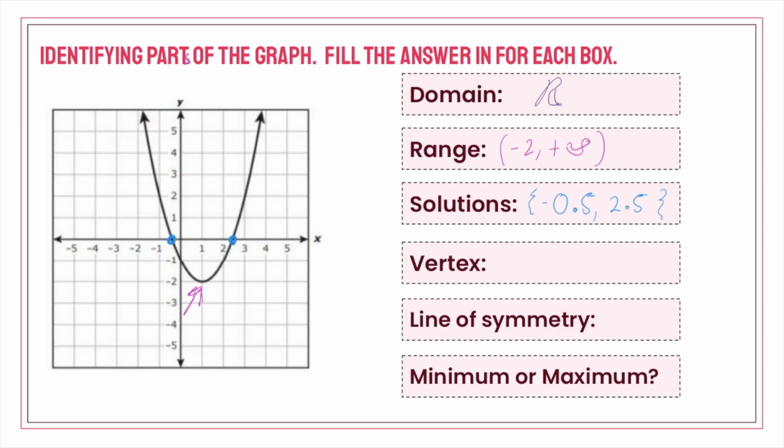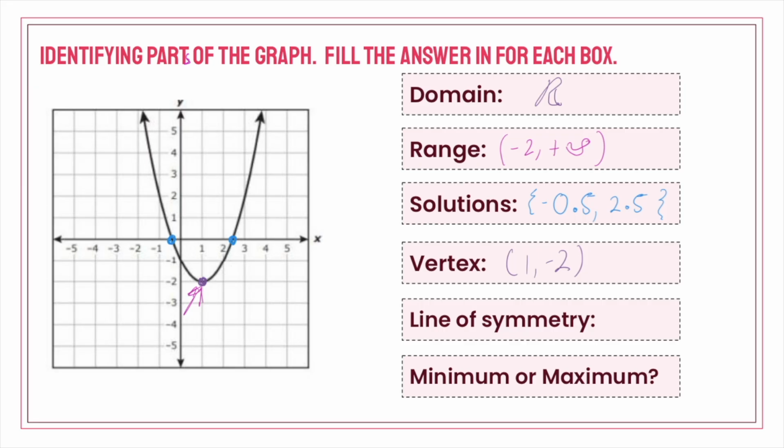Again, close your braces. Now it's time to identify our vertex, which we did a little bit earlier when we were talking about our minimum, or where our range was. In this case, we're going to find our vertex down here at the bottom. So it's going to be at the very bottom of our parabola. In this case, it's going to be (1, -2). We're going to write that as an ordered pair.